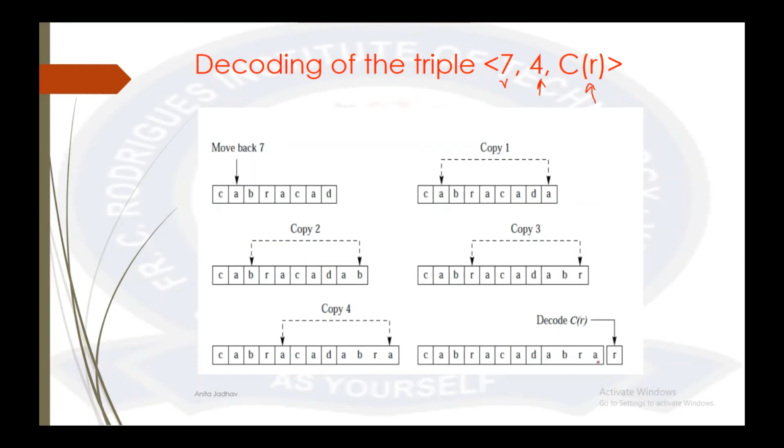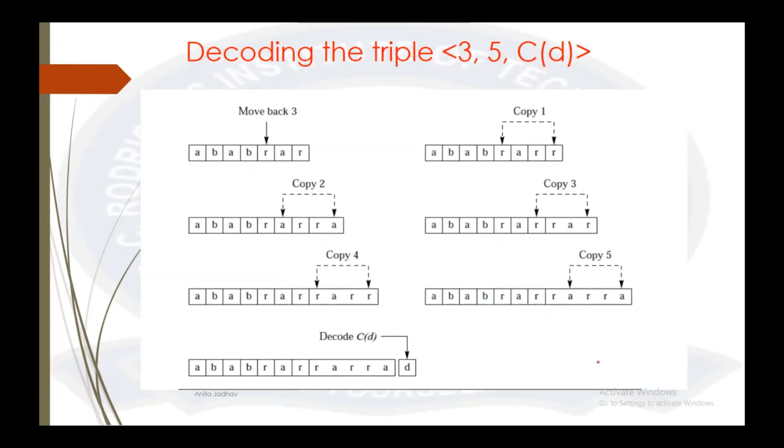So this is the way the strings are decoded. Now see, your decoded string is this. You receive a triple 3.